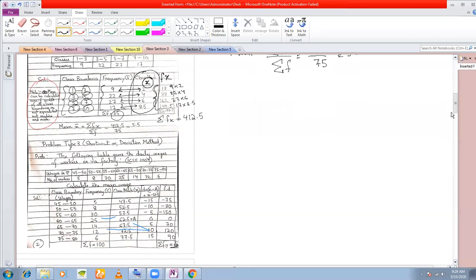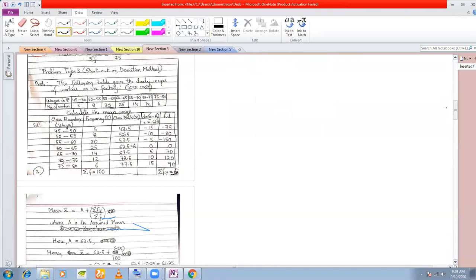Let me move to the next method, which is called the shortcut or the deviation method. Sometimes in your examination they specify the method: find the mean by shortcut method, or find the mean by deviation method. Most of the times they say step deviation method, which we will discuss after this. But sometimes they don't mention anything, they just say find the mean of the following frequency distribution. Then you can do any method you want. But if they specify, then you will have to use that particular method only. That is why all three methods are discussed.